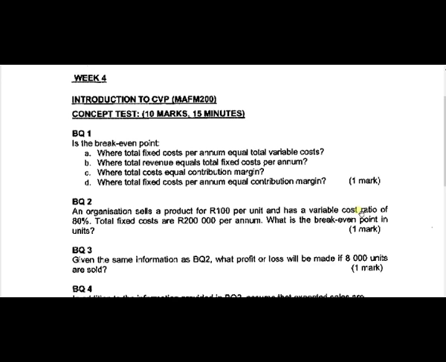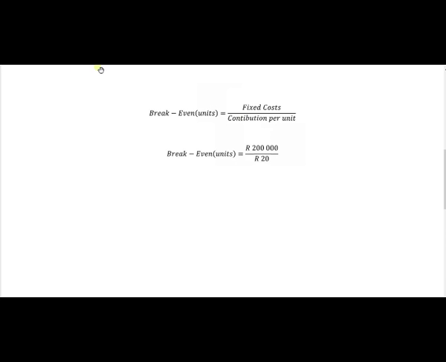Here they told you that the variable cost ratio is 80%, so that means the contribution ratio will be 20%. Take that 20% and multiply it by 100 Rand per unit, which gives us 20 Rand per unit. So our contribution will be 20 Rand per unit. With fixed cost of 200,000 and contribution per unit of 20 Rand, our break-even point will be 10,000 units. Let's move on now to BQ3.